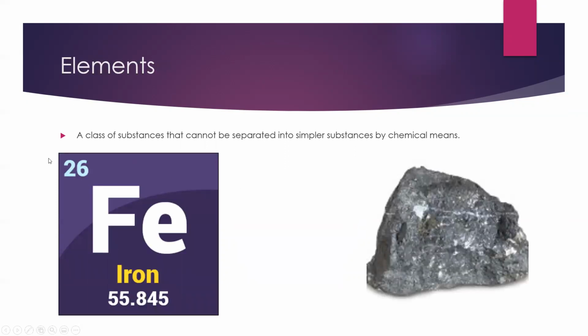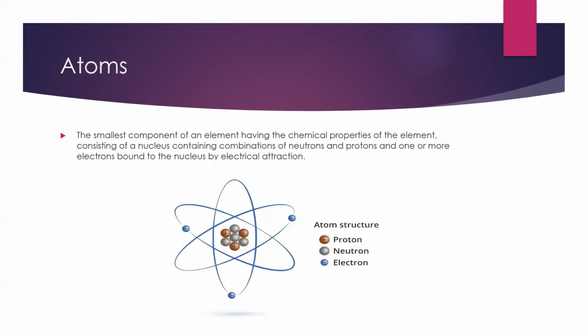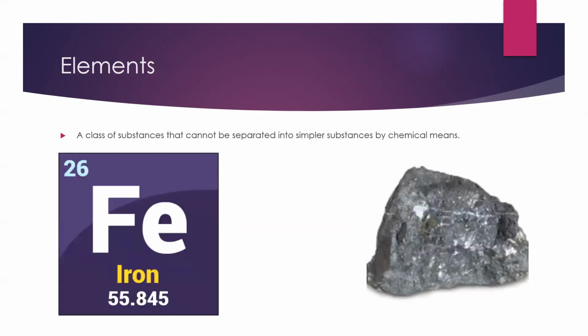So we go from atoms to molecules, and then let's talk a little bit about elements. So an element is a class of substances that cannot be separated into simpler substances by chemical means. So here on the periodic table of elements, this is what the symbols would look like. Fe is iron. It has an atomic mass of 55.845, and its atomic number is 26. So it's 26 on the periodic table. And this is just an example of what it looks like. This iron can no longer be broken down any farther because it is pure iron.